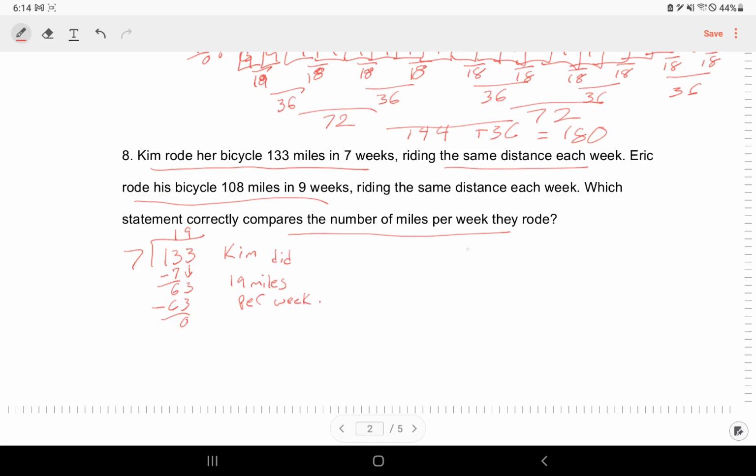Then we do Eric, 108 divided by 9. Well, 9 goes into 10 one time. And we subtract, and we get 1. Bring down the 8. 9 goes into 18 2 times. Get 0. And so Eric did 12 miles per week.